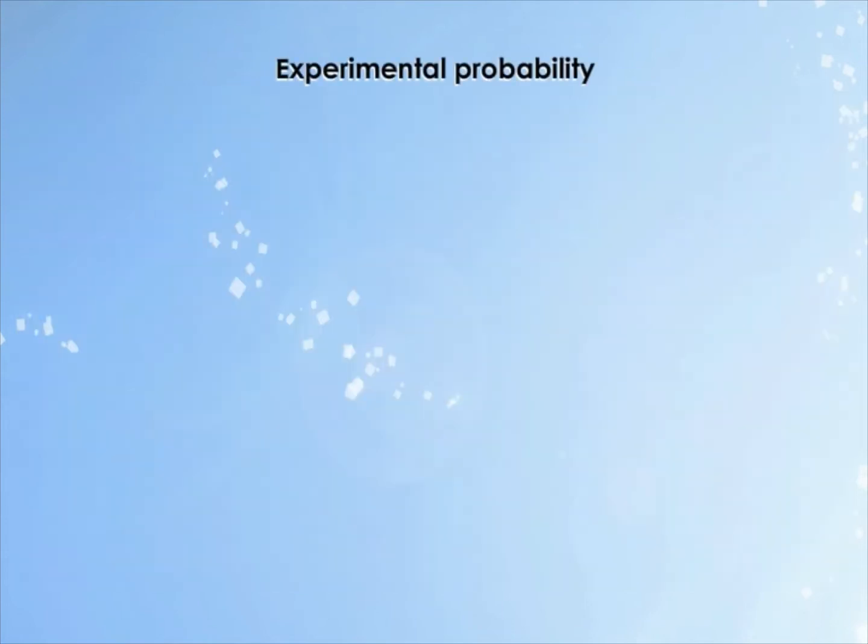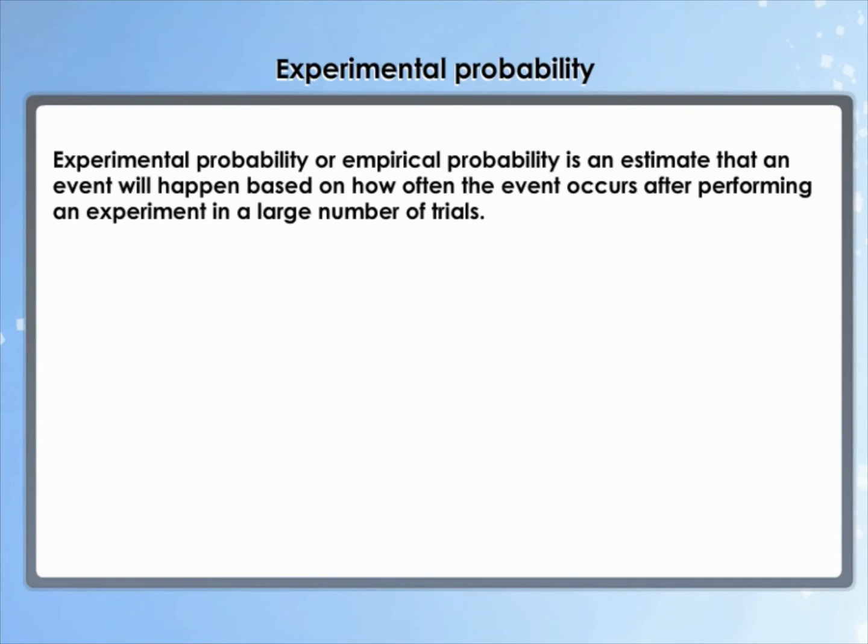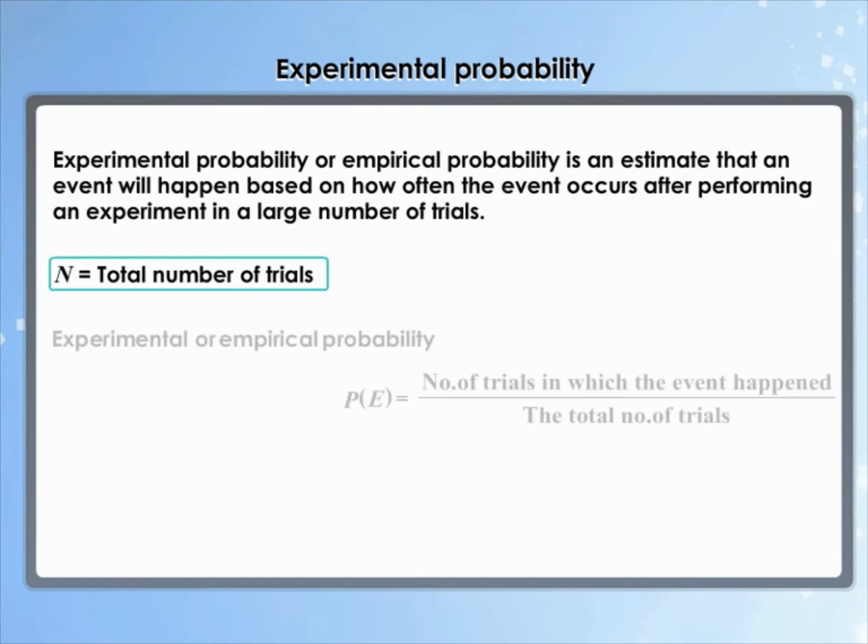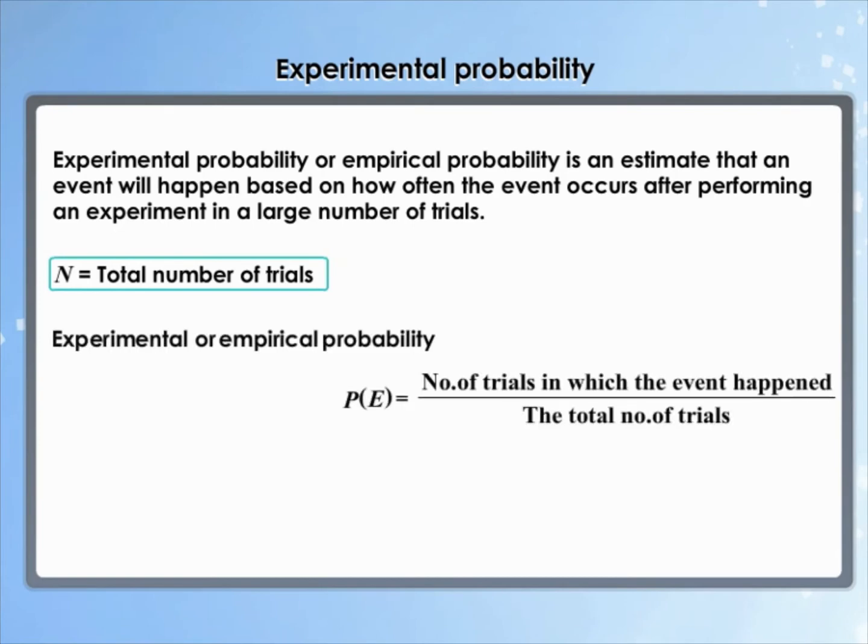Experimental probability. Experimental probability or empirical probability is an estimate that an event will happen based on how often the event occurs after performing an experiment in a large number of trials. Based on our outcomes of the activity, we find the experimental or empirical probability. Let n be the total number of trials. Therefore, experimental or empirical probability, that is, P of E, is the number of trials in which the event happened by the total number of trials, that is, n.